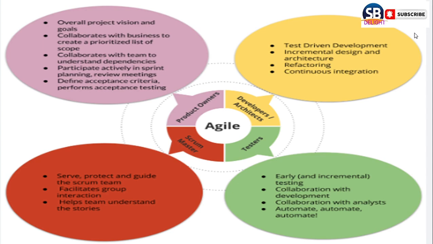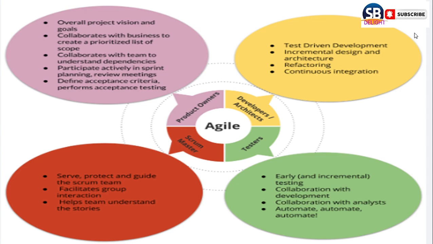The third one is collaborating with the team to understand dependencies. The fourth one is participating actively in sprint planning and review meetings, defining acceptance criteria, and performing acceptance testing. Scrum Master means serve, protect and guide. The second one is facilitating group interaction and helping team members understand the stories. Tester means early and incremental testing, collaboration with development, collaboration with analysts, automate, automate, automate.